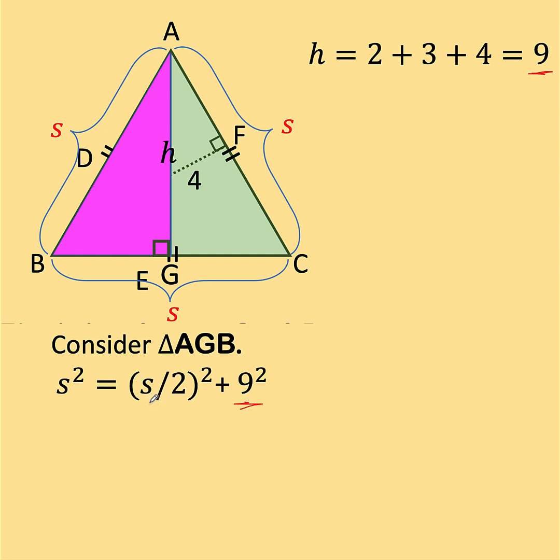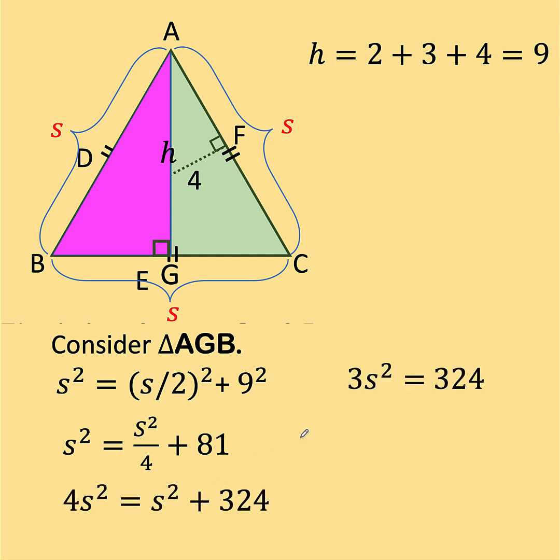Simplifying, the quantity S over 2 squared is equal to S squared over 4. 9 squared is 81. Multiply each of the terms by 4 to eliminate the denominator, and subtract S squared from both sides of the equation to arrive at 3S squared equals 324. Dividing both sides by 3, S squared equals 108. Take the principal square root of both sides because we are after the length of the side. So S is equal to positive 6 times the square root of 3. This is now the length of the base.